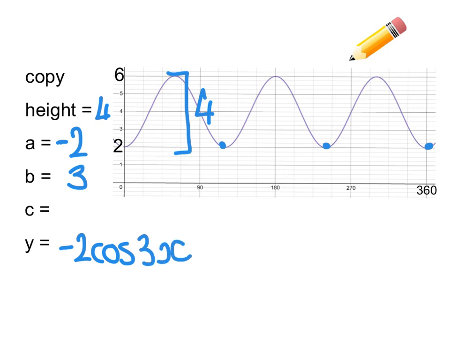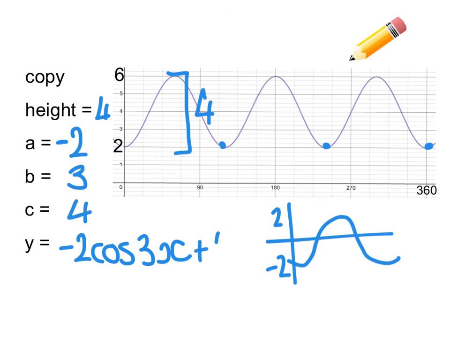Now to decide the movement up or down. So it's nice, it goes in this order, A, B, C, the same order as the actual equation. So if we've said it was a negative 2 cos graph, that should go from 2 to negative 2. Don't let the upside down fact put you off. It should still go from 2 to negative 2. But ours is at 6. The highest number should be 2, but it's at 6. That's a movement up of 4. So C is 4, so you stick a plus 4 on the end.